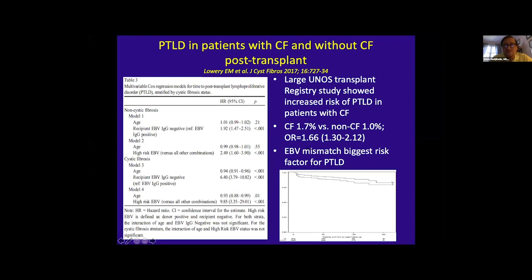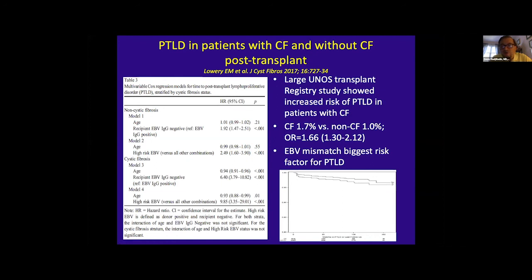And EBV mismatch, meaning you could get a donor that's positive, which most donors are, 95% are, given to an EBV negative patient, which in CF has a much higher prevalence, probably because the population is younger. It might be as high as 40%. This is the main risk factor for this problem. These are different models; they use the non-CF and the CF, and I'll focus on the CF. So having a high-risk EBV makes it much more likely that you're going to get lymphoma. And age is protective. The older you are, the better off you are in this disease.